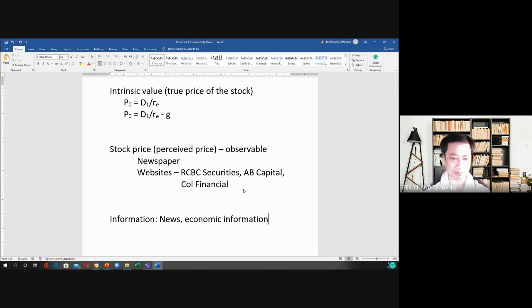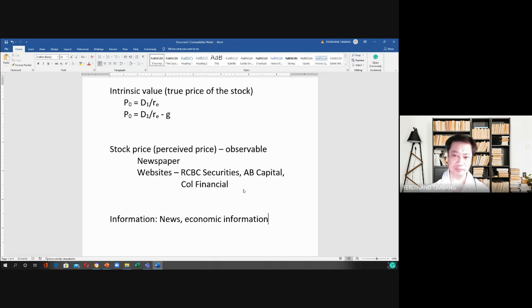So, even if they have the same information, because they have different interpretations of that information, that is the reason why they have different perceived prices for the stock. The same thing with the valuation models. Some of them might think that the company may have no growth. Some of them may think that they have growth. So nagkakaiba pa rin sila, no?